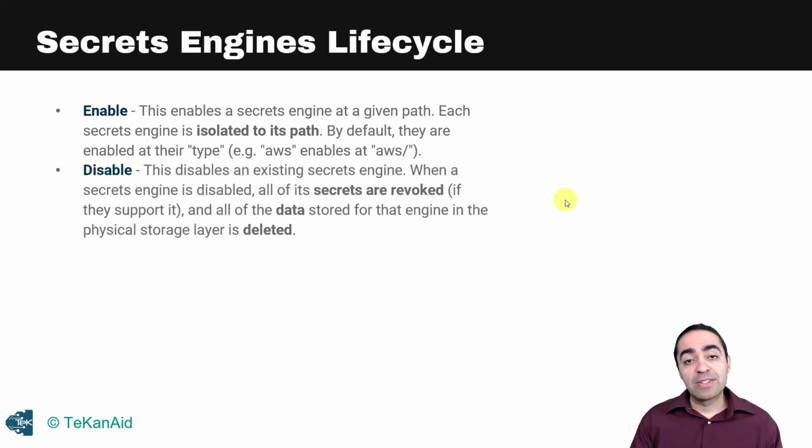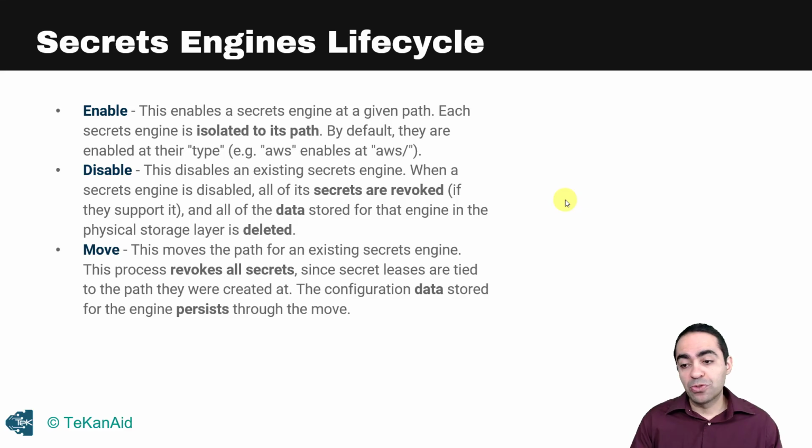The second option is to disable. So you can disable an existing secrets engine. When a secrets engine is disabled, all of its secrets are revoked if they support it, and all of the data stored for that engine in the physical storage layer is deleted.